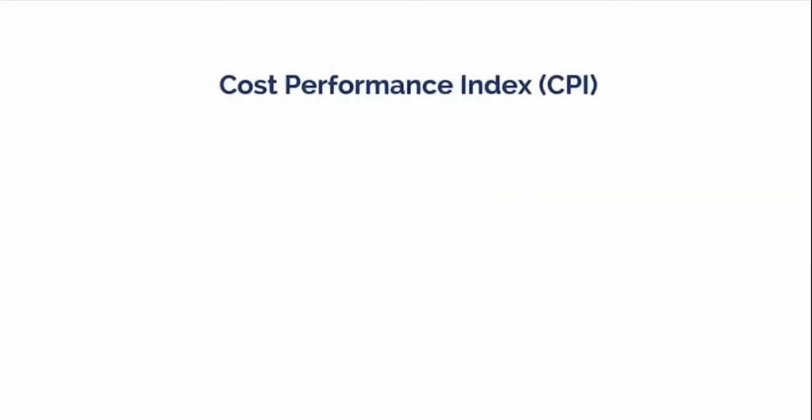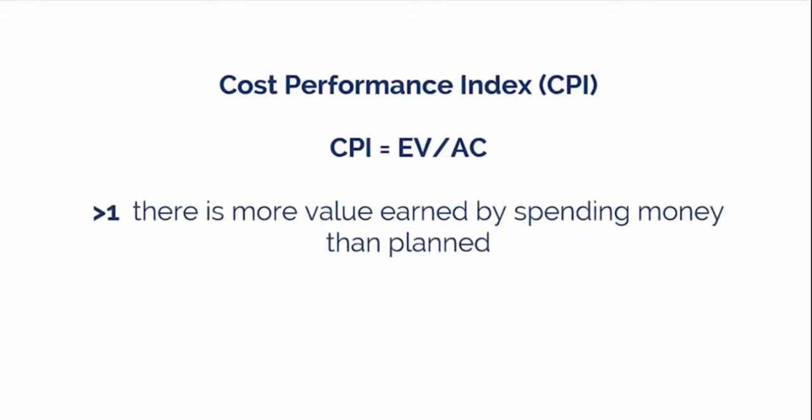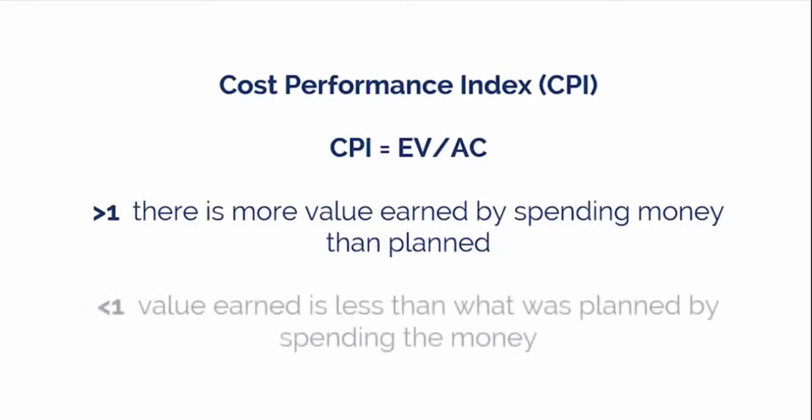Cost Performance Index, CPI. This is the ratio of earned value over actual costs. CPI equals EV divided by AC. Here the ratio of greater than 1 indicates that there is more value earned by spending money than planned. And a ratio of less than 1 indicates that the value earned is less than what was planned by spending the money, or spending AC.